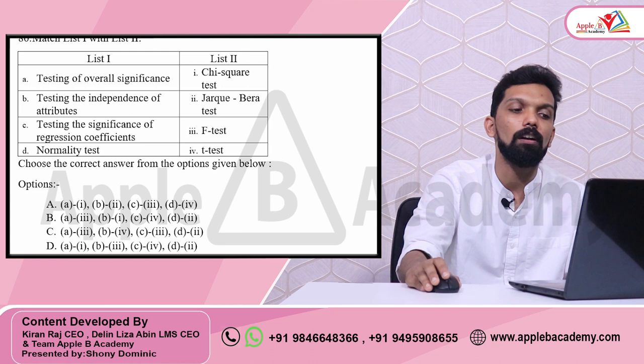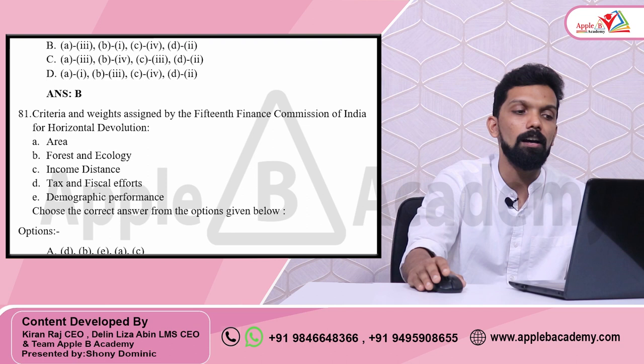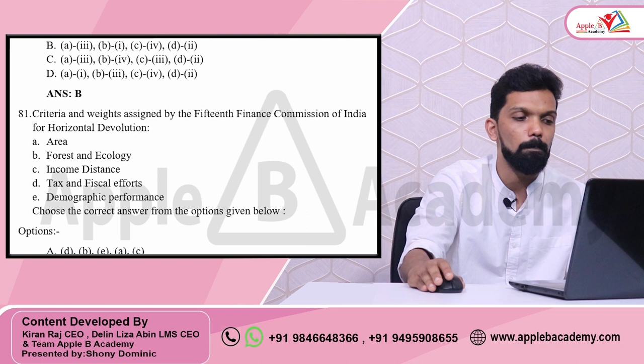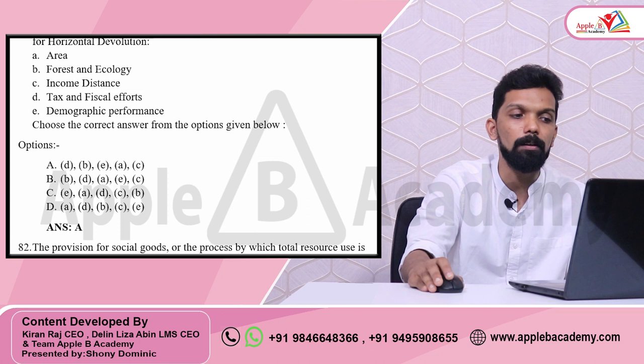So question number 81, criteria and weight assigned by the 15th Finance Commission of India for horizontal devolution. This question is also from the module public finance. So different weighted criteria are given: area, forest and ecology, income distance, tax and fiscal effort, demographic performance. So we have to arrange the criteria by their different weights. The right option is option A. So D, B, E, A and C is the weightage order.